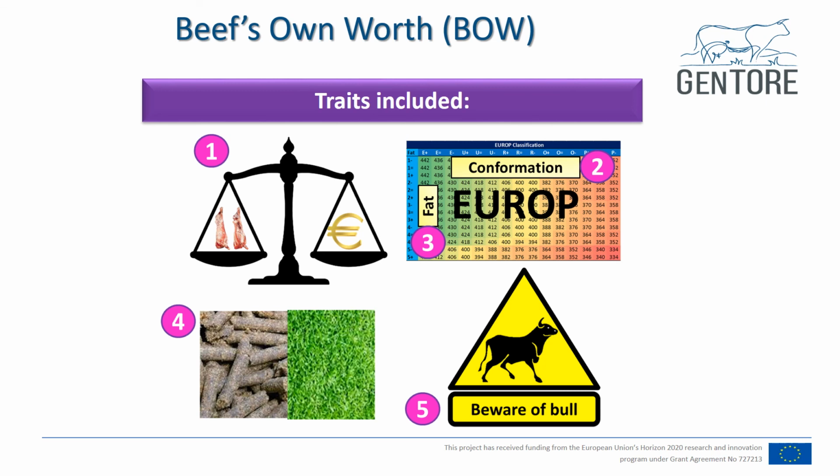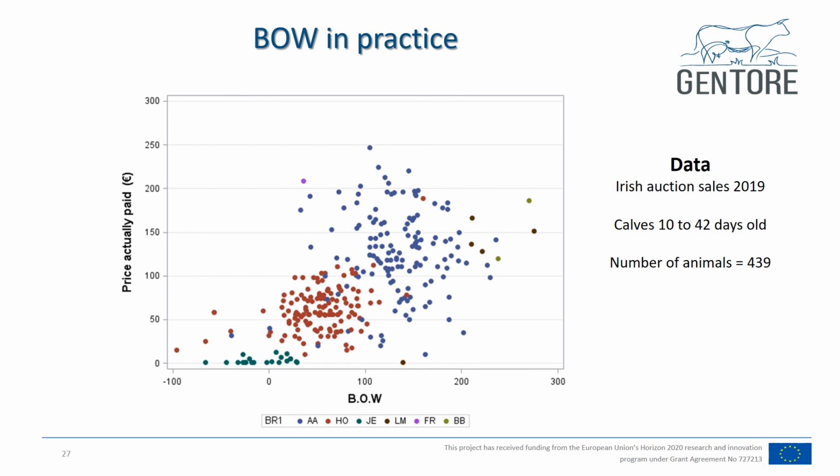So the carcass credentials, be it carcass weight, number 1, the 2 and 3 is conformation and fat score, feed intake, and then docility. And if we just look at the BOW in practice, this is data from 2019, Irish data, very limited. It's just for calves that were sold at livestock auctions where the BOW value of these animals wasn't available at the time. We see the BOW on the bottom, and we see the price actually paid on the vertical axis. So there's a decent relationship there.